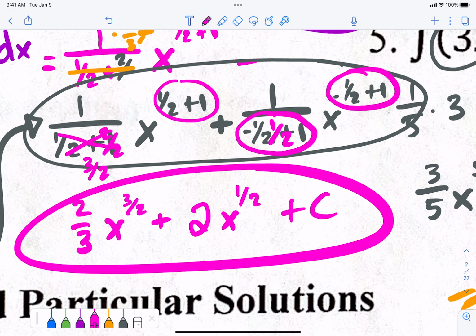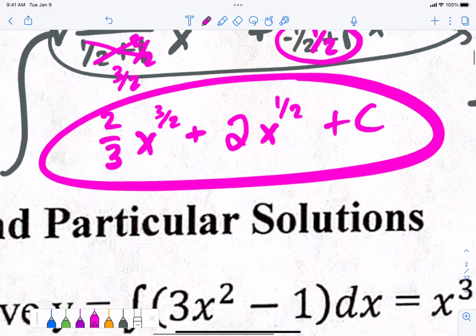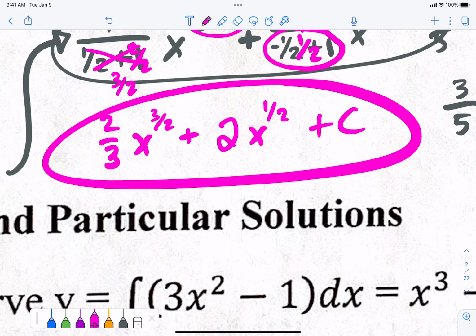Got it? So I did 5 and 6 wrong. On number 5, you have to flip it up and then multiply. Just wait, we'll get to that.